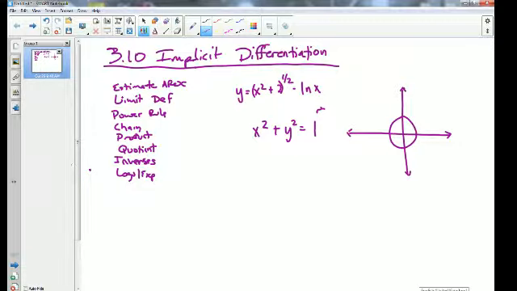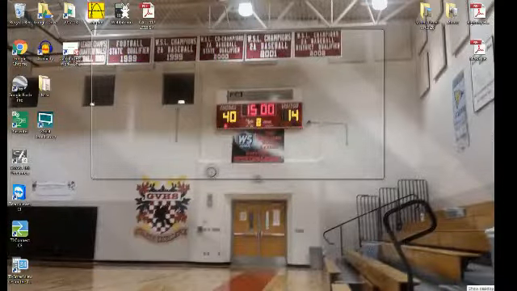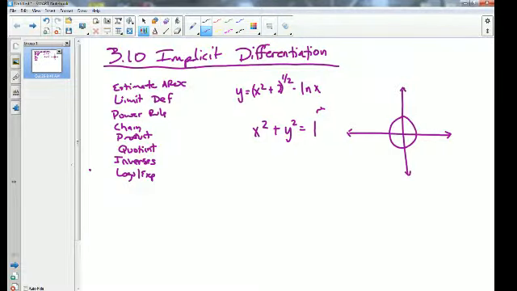Okay, so that's the equation of a circle. We're going to calculate a derivative in order to calculate the slopes of these tangent lines. So you can do most of this already. What's the derivative of x squared? 2x. Yeah, 2x.